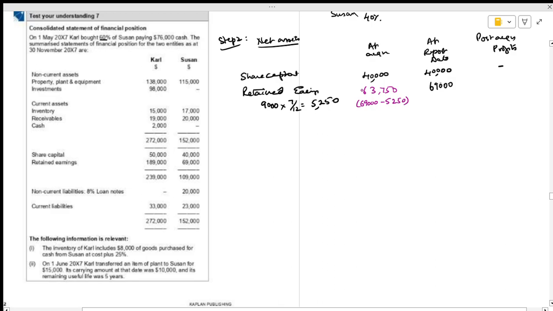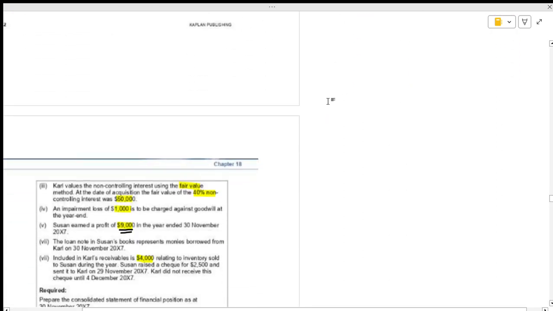Next, how much is the difference? 69,000 minus 63,750 is 5,250. This is the post acquisition profit. Next, what is there? You have something relating to unrealized profit.